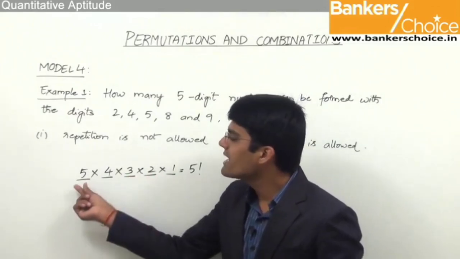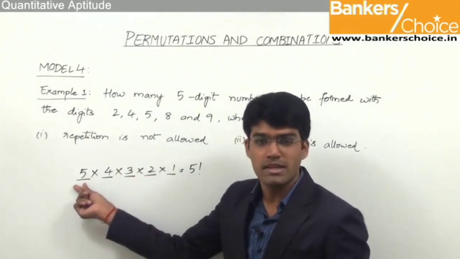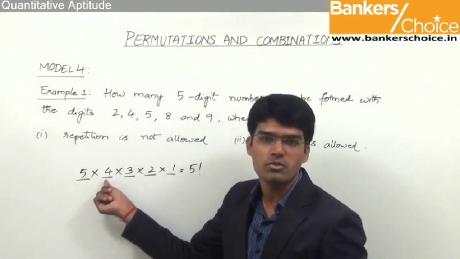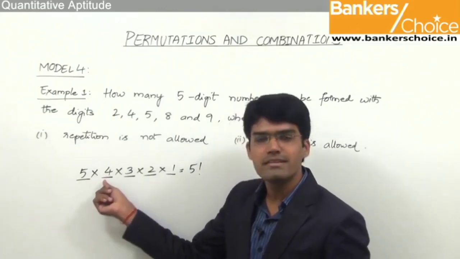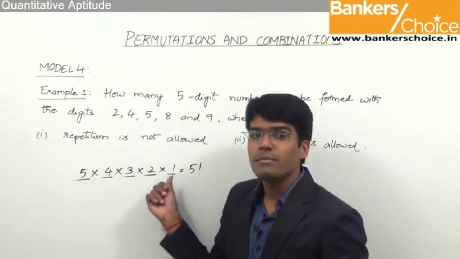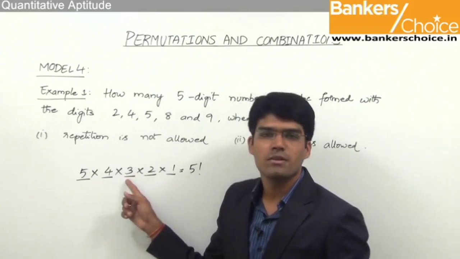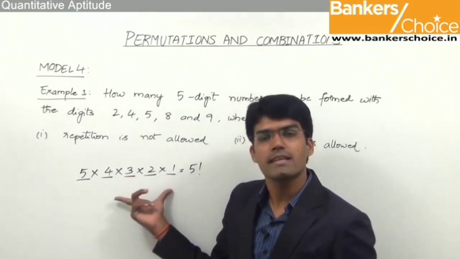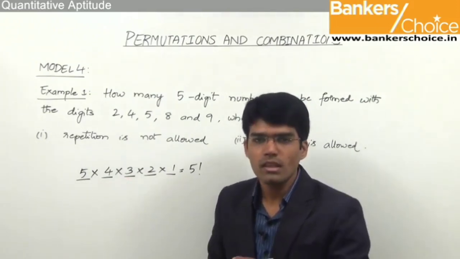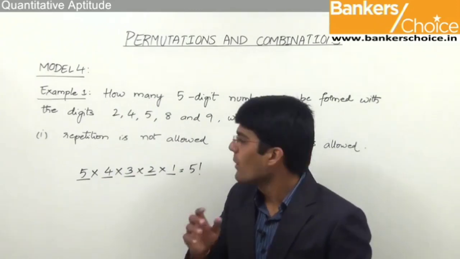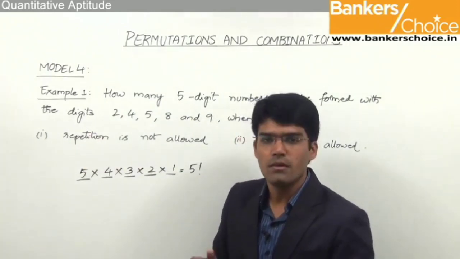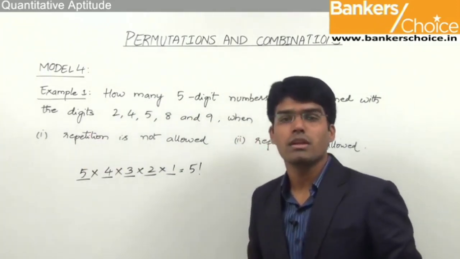So when repetition of the digits is not allowed, we take it as 5 into 4 into 3 into 2 into 1. Why? Because once a particular digit has come in the first position, it cannot come again. That is the reason we have only 4 choices. Likewise, once a digit comes here, it cannot come in the remaining positions. So we have only 3 choices for the third position, and so on. So that gives us the answer as 5 factorial. And in general, as I've mentioned, when nothing is given regarding repetition, we should assume that repetition is not allowed.